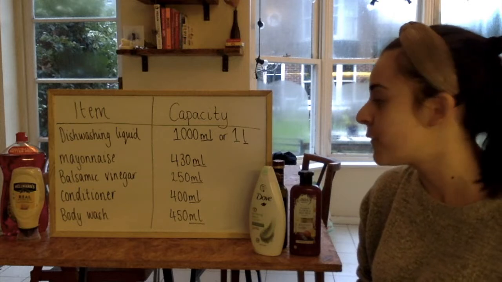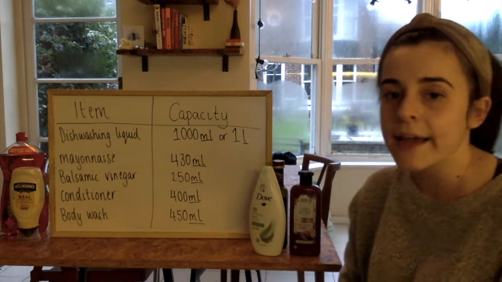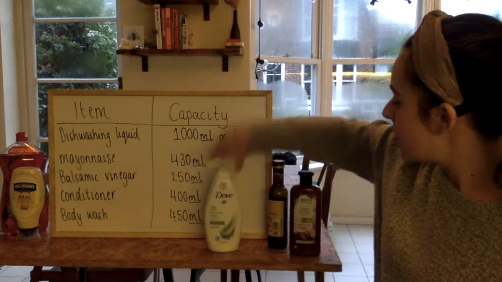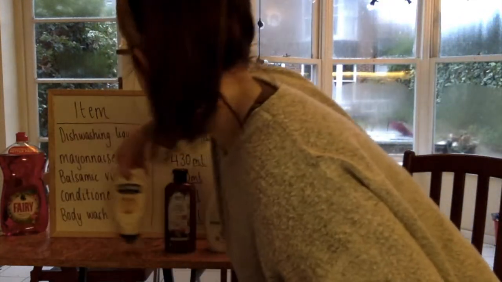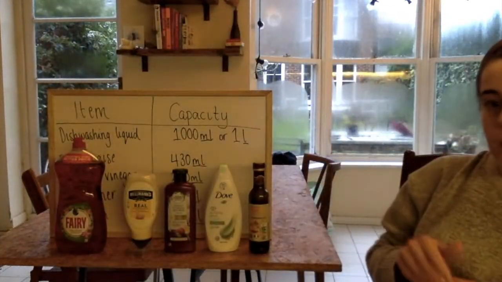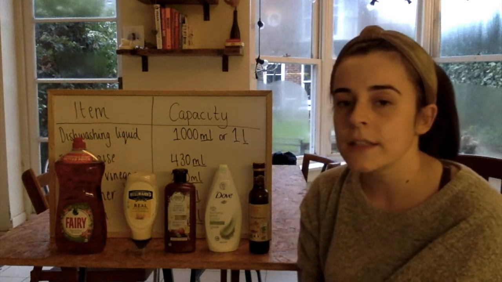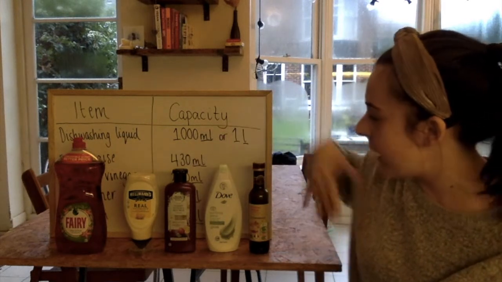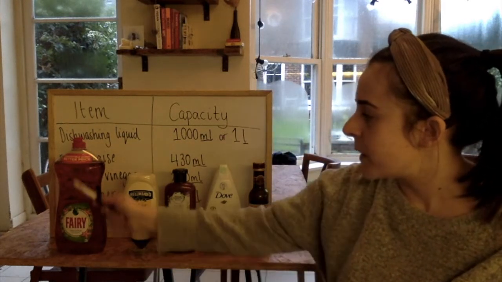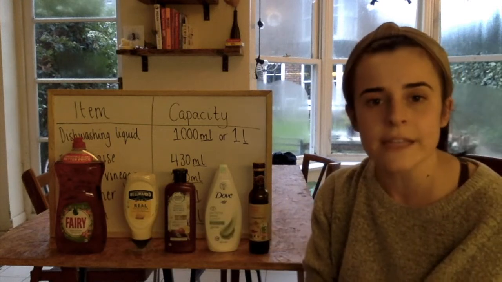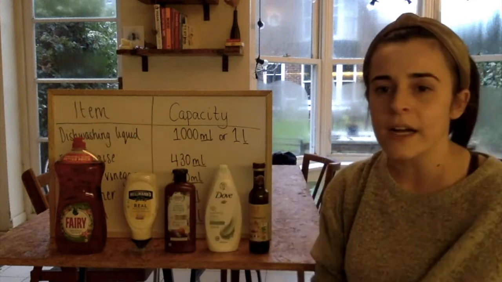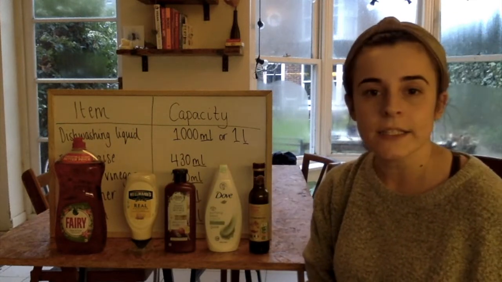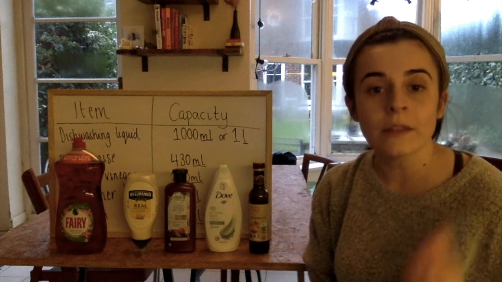And my body wash was 450 millilitres. Okay, now if I lay all these items out in a row for you, we can see that these ones here, they all kind of look the same, don't they? But this one, my dishwashing liquid, it looks significantly bigger, doesn't it? Okay, it's taller, it's wider, so that must mean that it can hold more liquid.